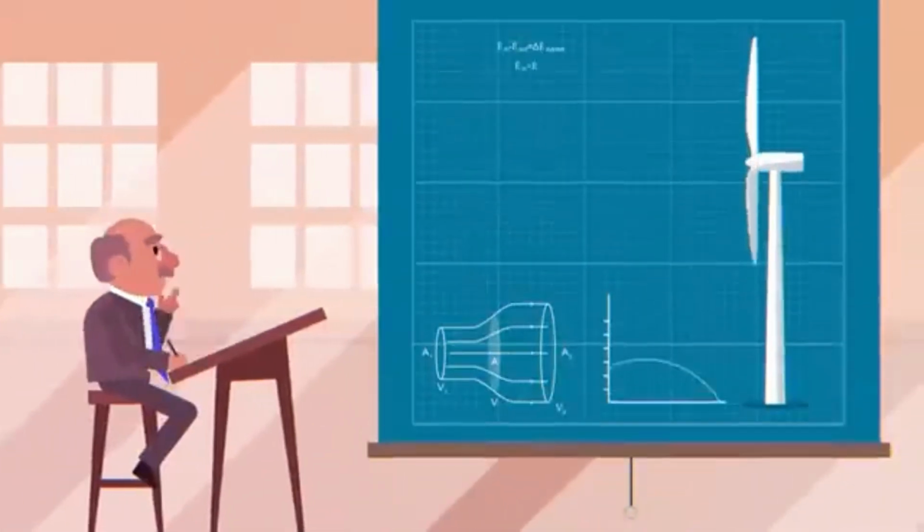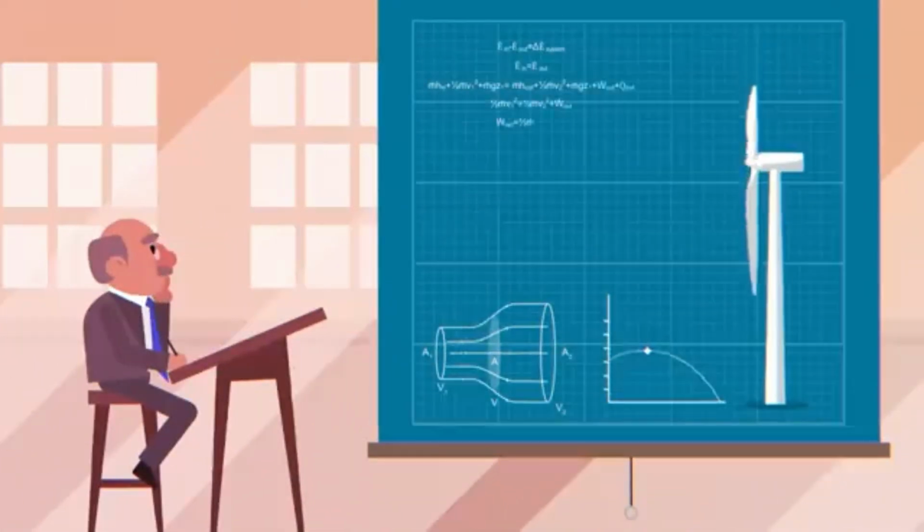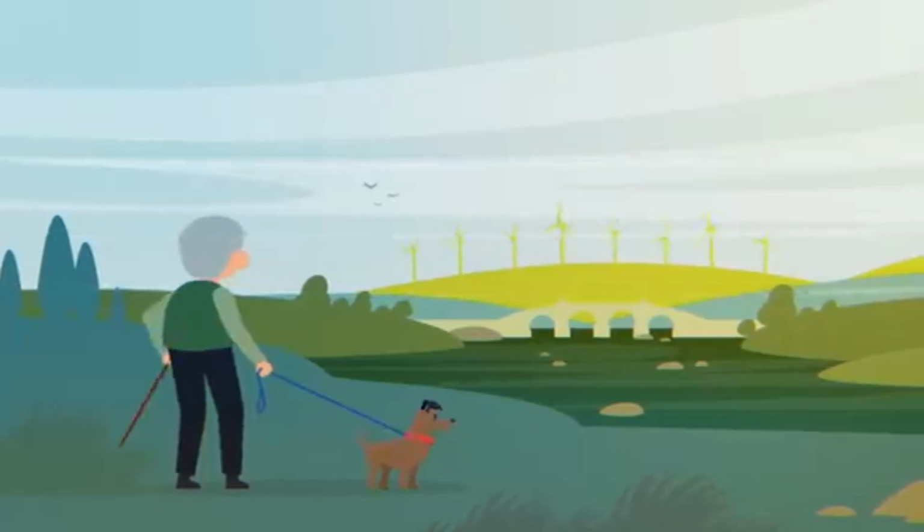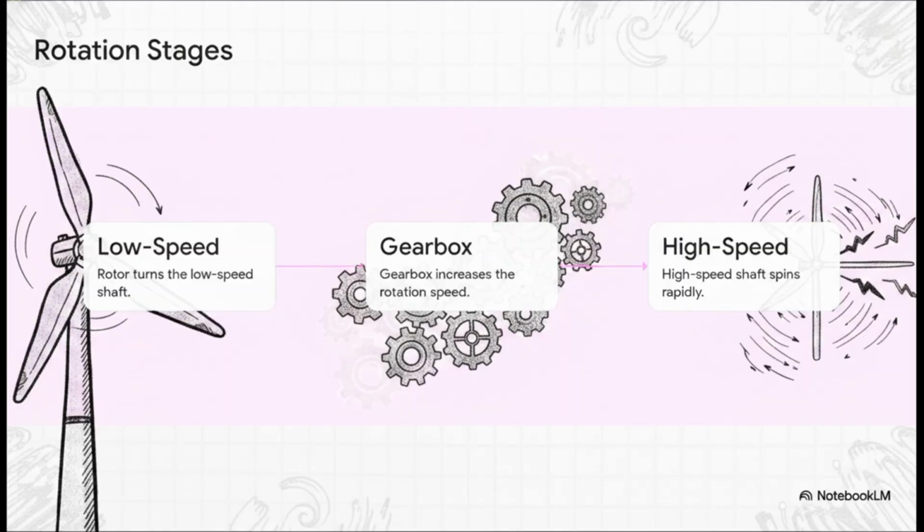Let's move and see how this builds into a rapid chain reaction of kinetic energy. First, the rotor turns the low-speed shaft. Next, the gearbox takes that slow, heavy rotation and immediately ramps it up using a series of precisely engineered gears. Finally, this newly rapid rotation is directly transferred to the high-speed shaft, causing it to spin incredibly fast.